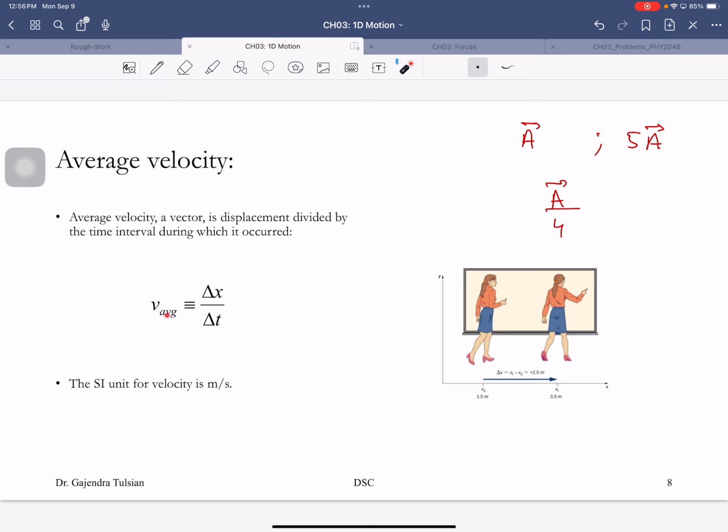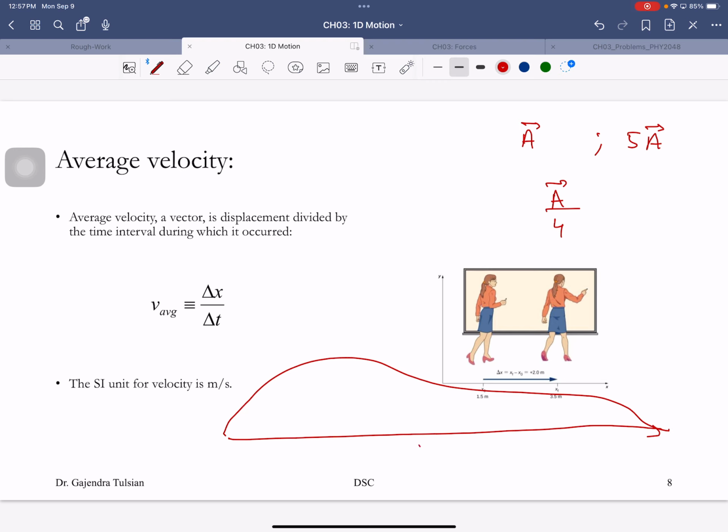So average velocity is again displacement over time. If you went from here to there, there was the displacement, and I'm doing this in 3 dimensions. Average velocity would be a vector that's pointing in the same direction as the displacement.